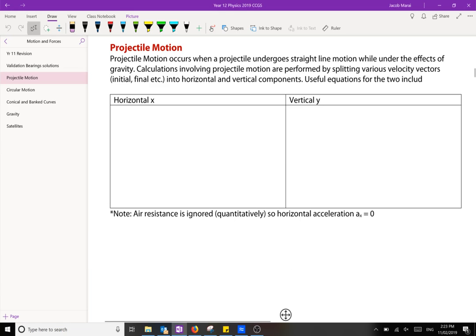Right, what we need to do is split our vectors into initial, final, horizontal and vertical components. Now there is a slight typo there. These two equations, useful equations for the two, include horizontal x. In the x, I would ask you to write that ax equals 0, meaning there is no acceleration in the horizontal. And then the equation that we use is quite simple. It's s equals ut. That's it. s equals uxt. Now if we have the angle to the horizontal, then that's simply going to be u cos theta times t.